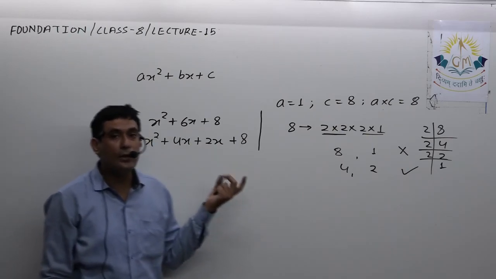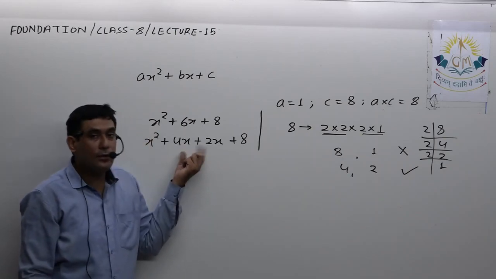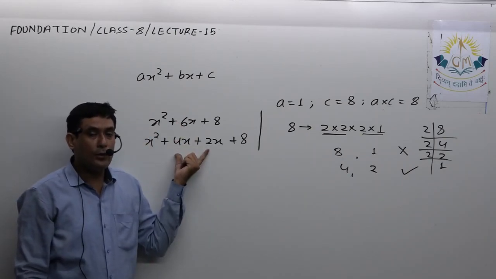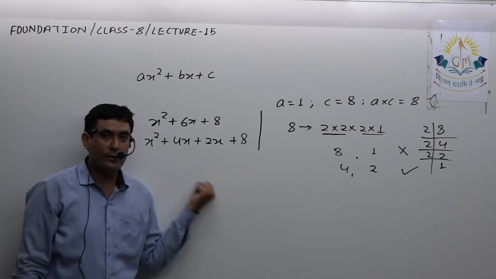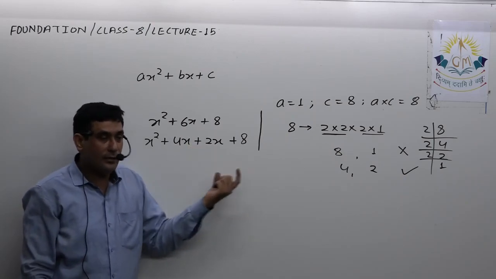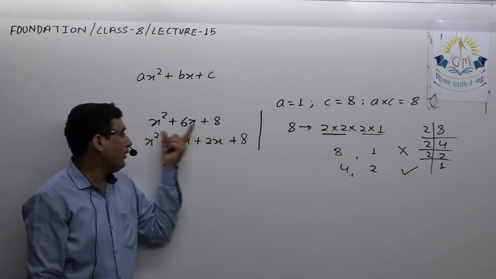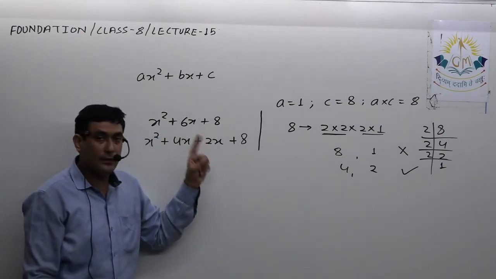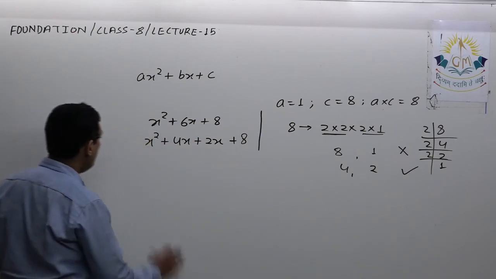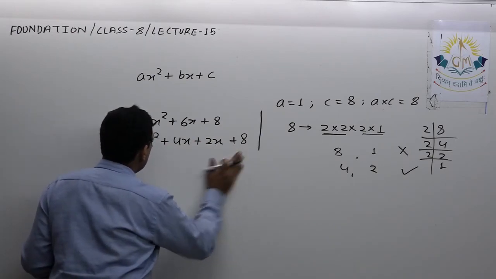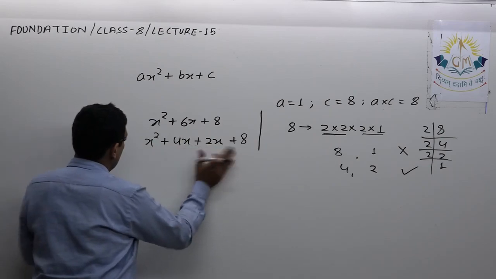So if these two things are correct, that means the addition of these two must be the middle term, and the product of these two must be the product of first and last. And when I say first and last, it means I am considering that the polynomial, or the expression, is in the standard form. Okay, so this is in the complete form.